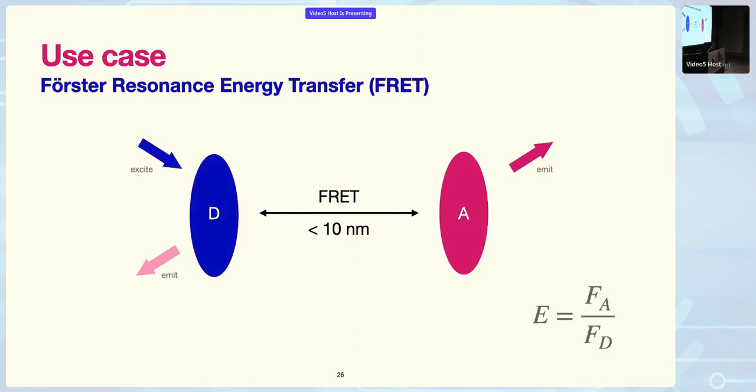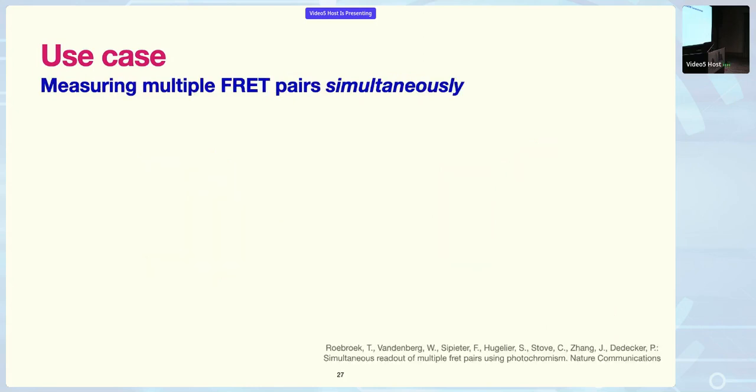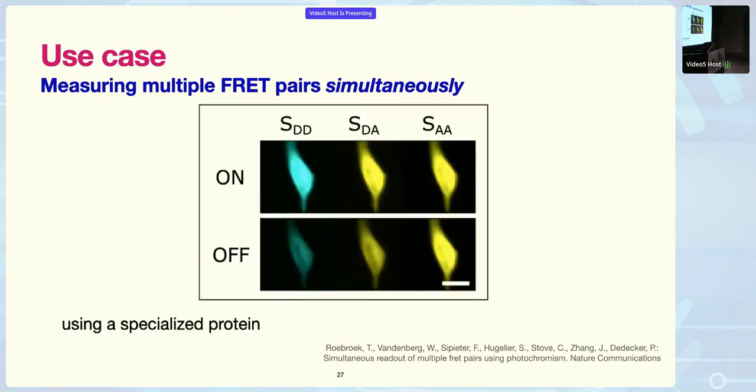Now, what we want to study is the so-called FRET efficiency, which is the fraction of the emitted light of the acceptor and the excitation light of the donor. But what is actually very challenging is if we have different FRET pairs working on different structures, and we want to measure these different FRET efficiencies at the same time. So we want to measure multiple FRET pairs simultaneously. And this is what my colleagues in the lab have developed. It is a specialized protein that allows us to do so.